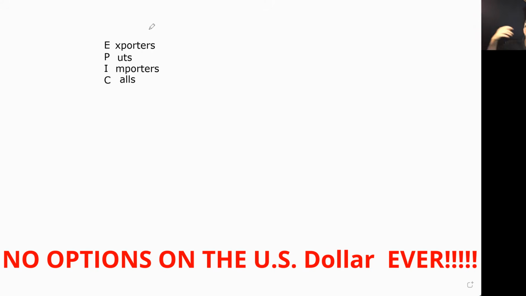So I'll buy calls on the foreign currency. Hopefully if the currency goes up, I'll make enough money on those calls to offset what I'm losing by not buying as much stuff. That's why exporters buy puts, importers buy calls.